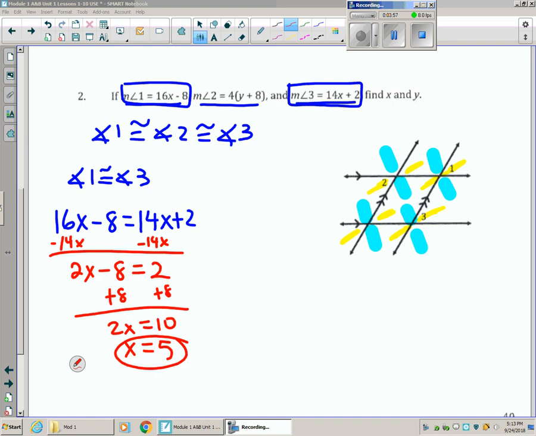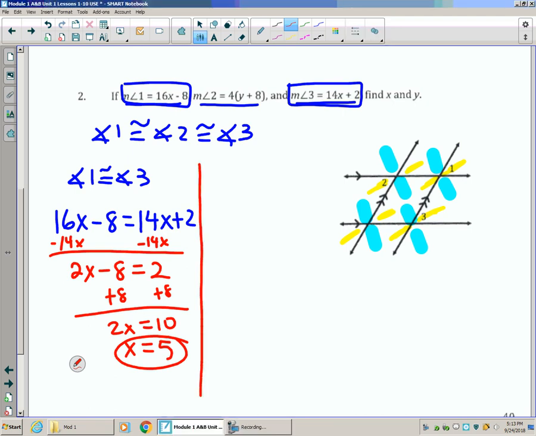All right, so make some notes. I just substituted what angle 1 and angle 3 are equivalent to, the expressions that they have, and then just set them equal to each other, and this will help me find the value of x. So now I've found out that x is equal to 5. I need to find what y is equal to.